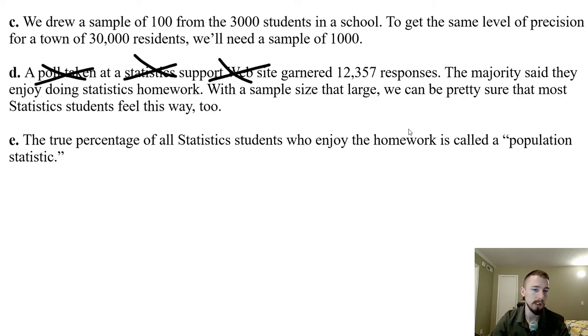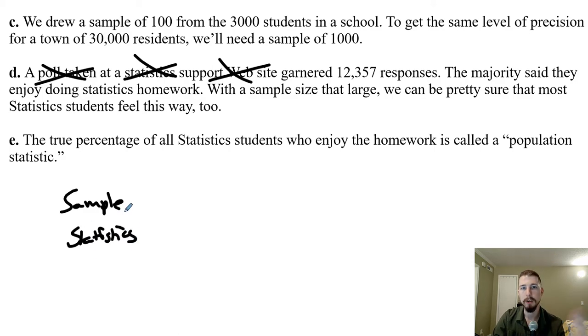The true percentage of all stats students who enjoy homework is called the population parameter. We have sample statistics, so that would be like the average, a mean or a proportion, from a sample. And then you have the population parameters.